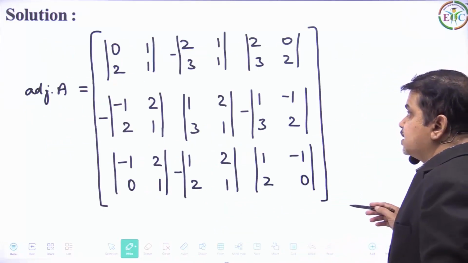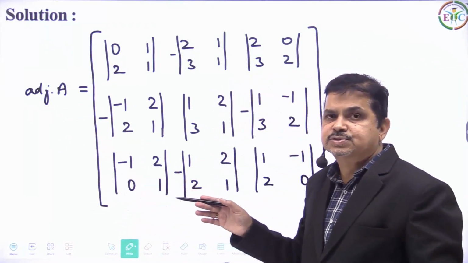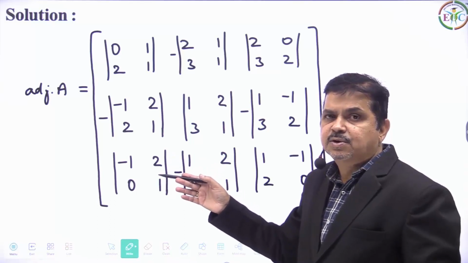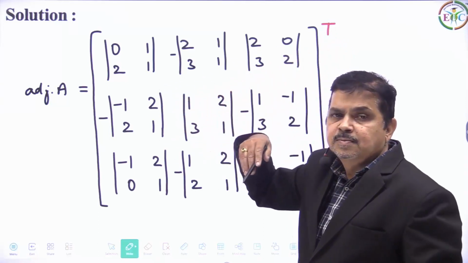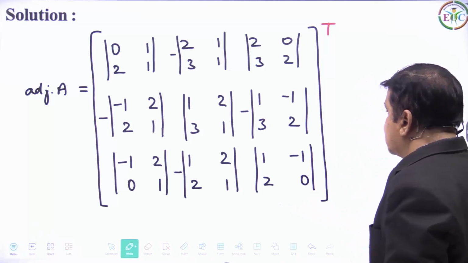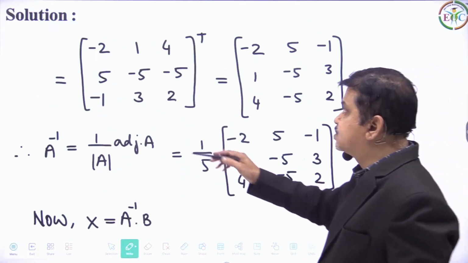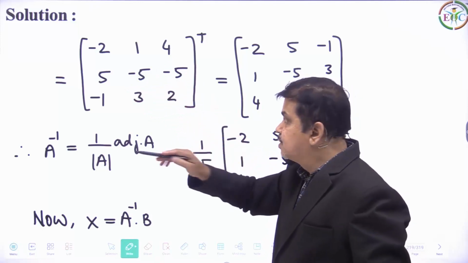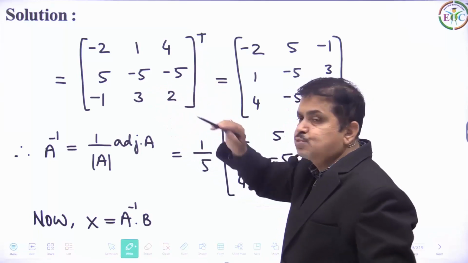Now we have to find adjoint A. As I told you earlier, first write down the cofactors of each of the elements of the matrix A, and from that you can find the transpose of this. The transpose will give the adjoint A matrix. Writing down the cofactors as shown here, we get -2, 1 and 4, 5, -5 and -5, and -1, 3 and 2 as the elements of the matrix, and then the transpose of this.